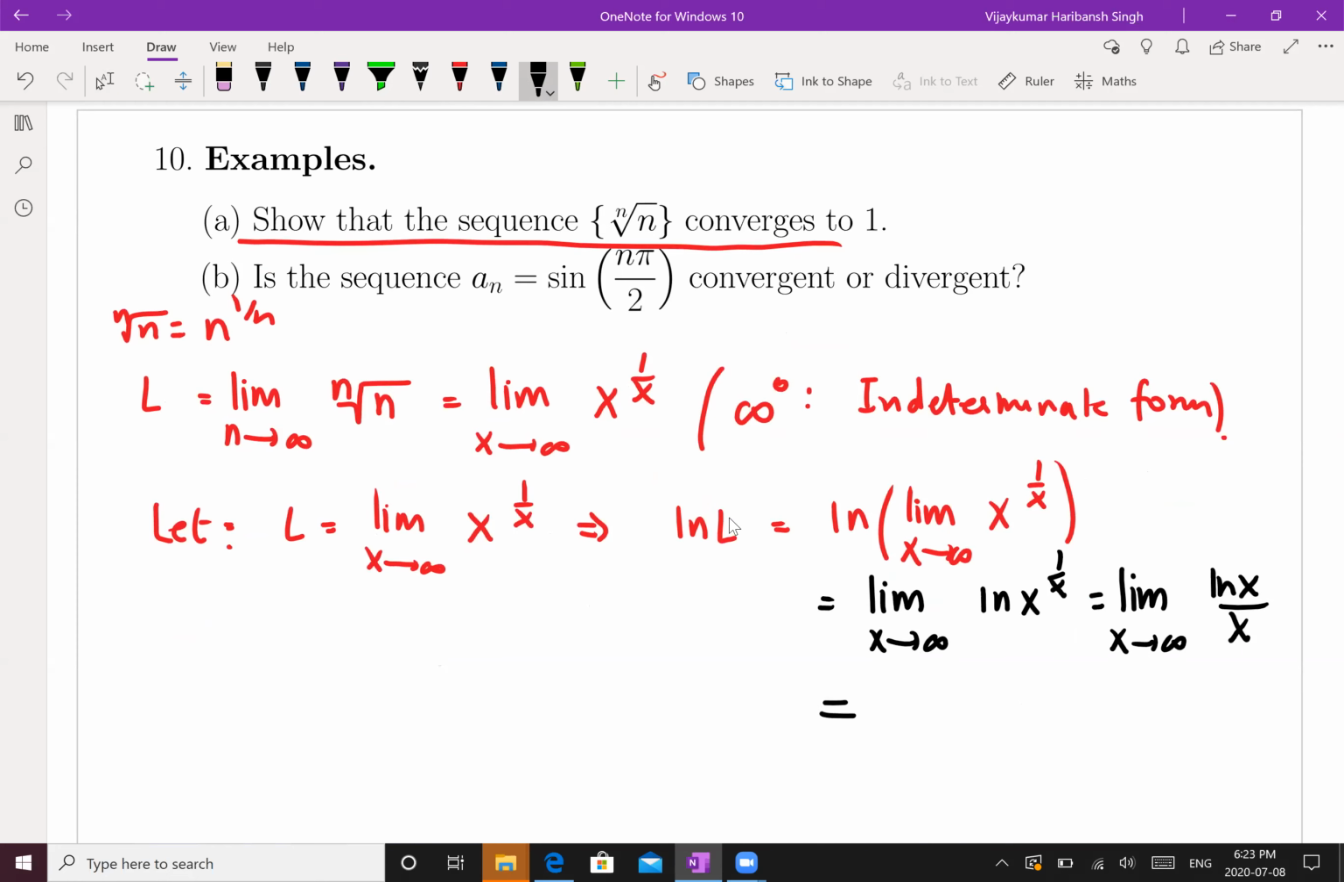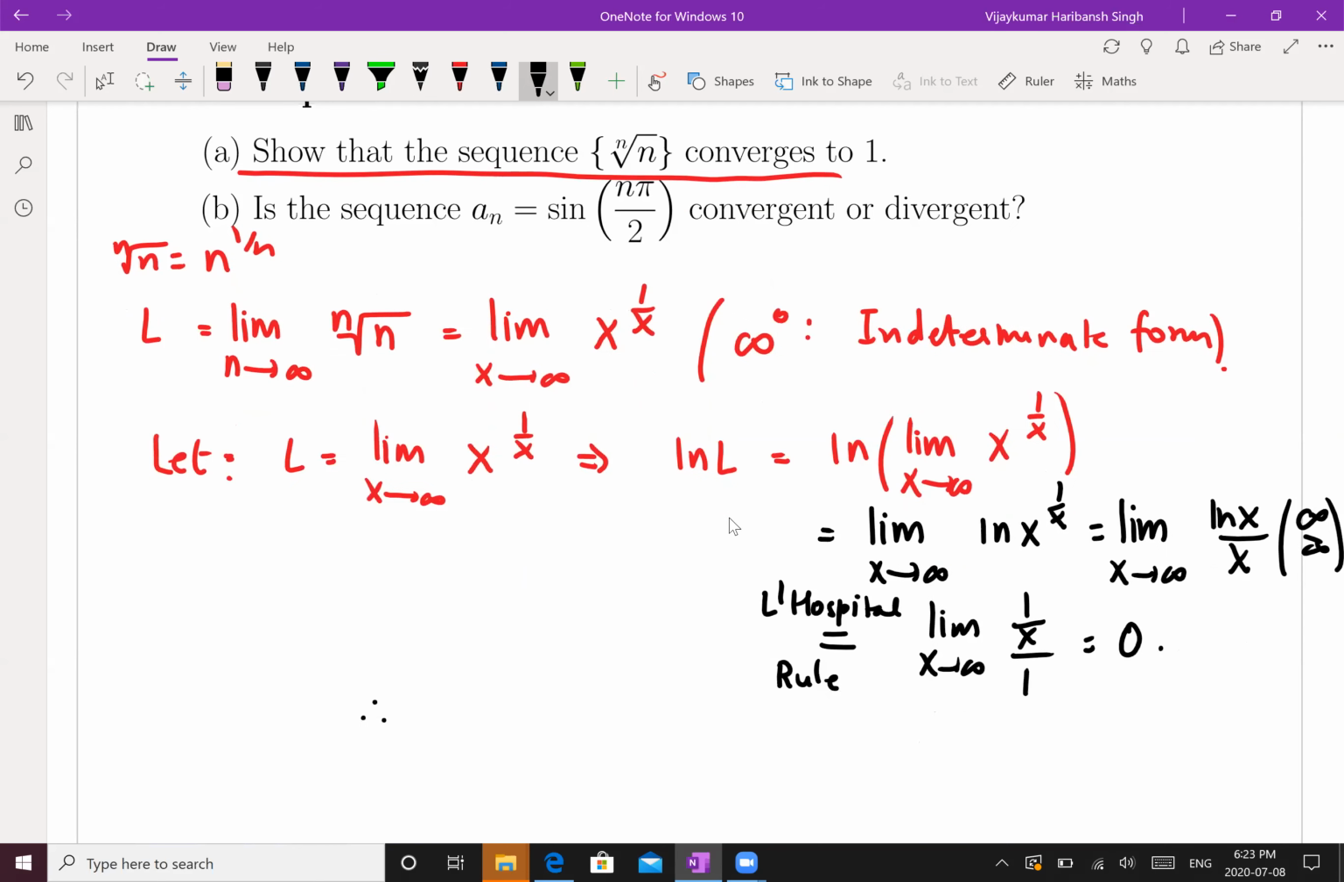Note that this is again of the form infinity over infinity, so we can apply L'Hopital's rule. By L'Hopital's rule, we get limit as x goes to infinity of derivative of top over derivative of bottom. The derivative of the top is 1 over x, the derivative of the bottom is 1. And as x goes to infinity, this goes to 0. So therefore, we get ln L is 0. This means L equals 1, which is what we wanted to prove, that it converges to 1.